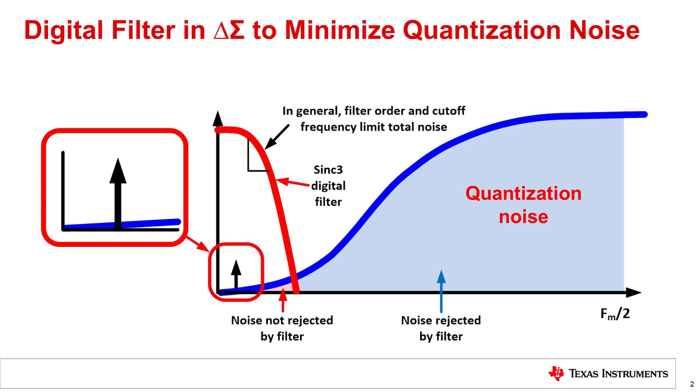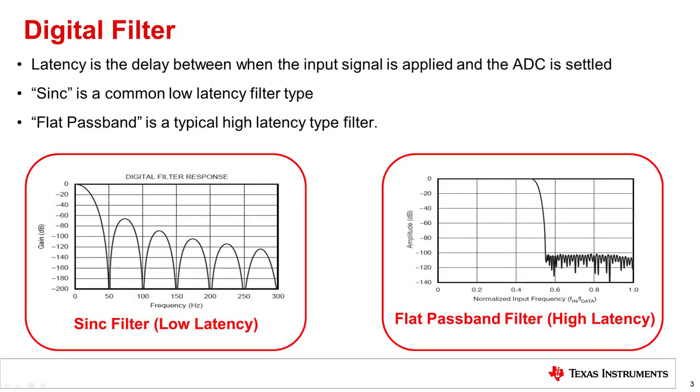There are two general categories of filters used for this purpose: low latency and high latency. Here we compare and contrast the low and high latency filters. Latency is defined as the delay between when the input signal is applied and when the ADC output is settled. A sinc filter is a typical low latency filter. This kind of filter is often used for low frequency input signals from tens of hertz to a few kilohertz. In this video series, we refer to ADCs that use the low latency filter as DC optimized.